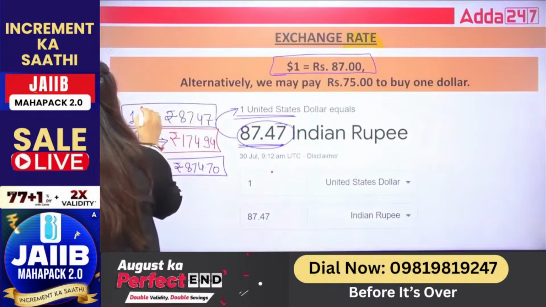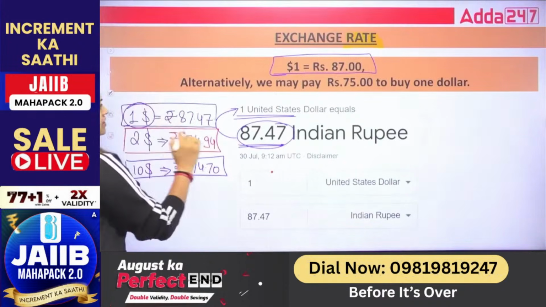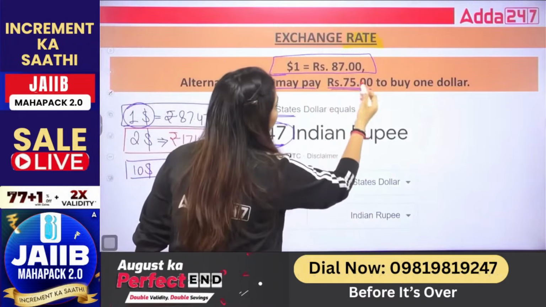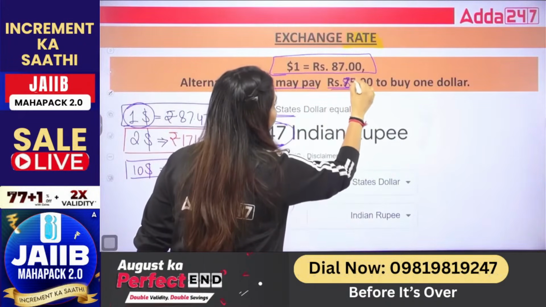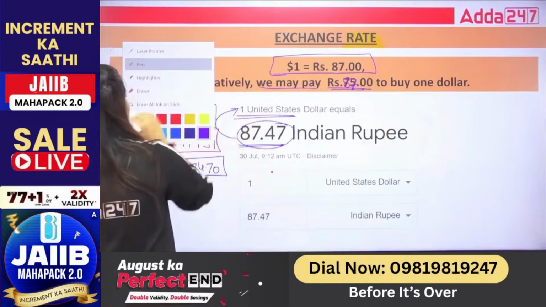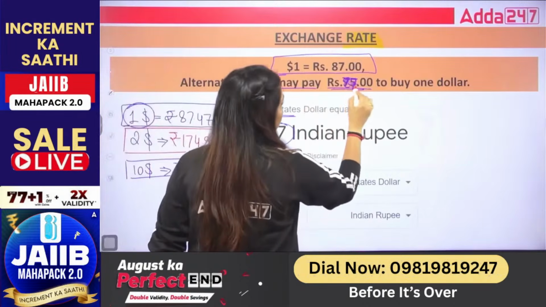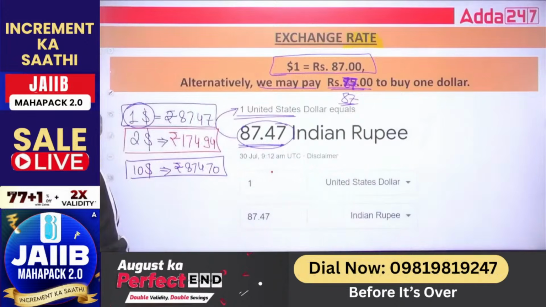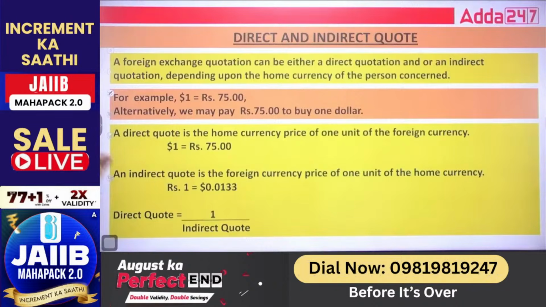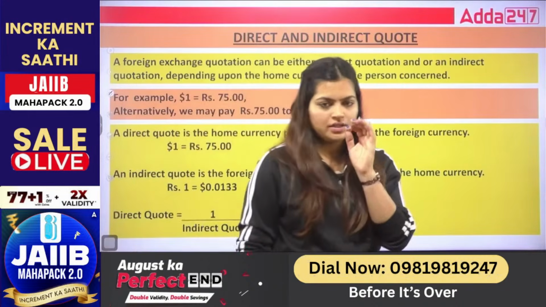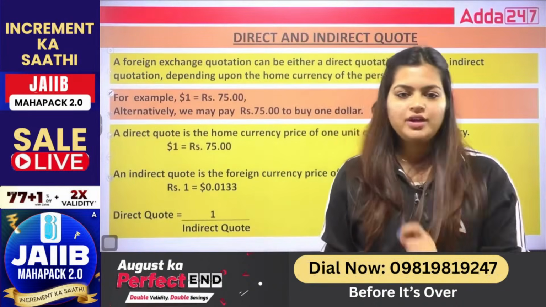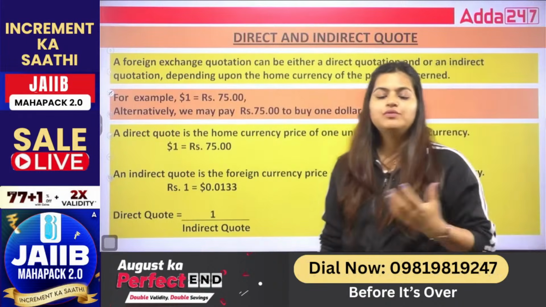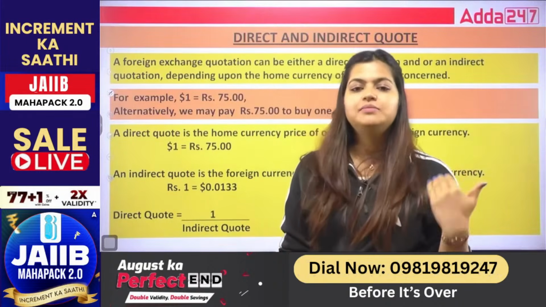Alternatively, you can say this is your rupees 87 to buy $1. So this is your exchange rate. Now we have quotes under this foreign exchange rate. Sometimes we are going to see direct and sometimes indirect.